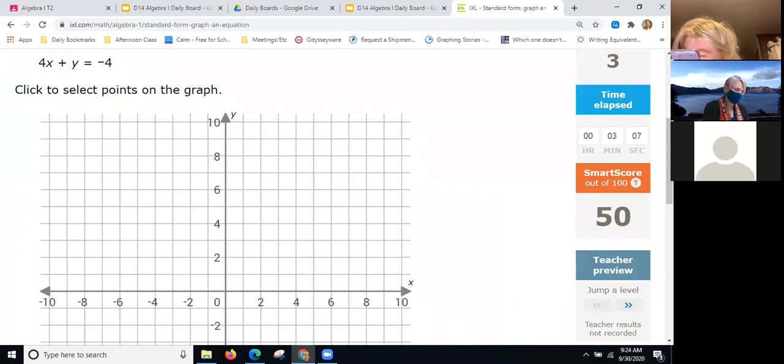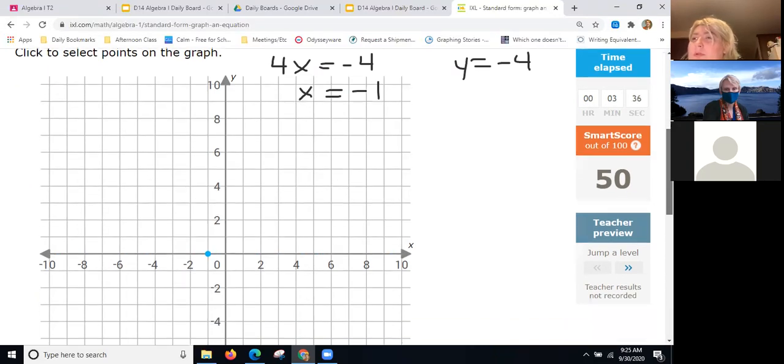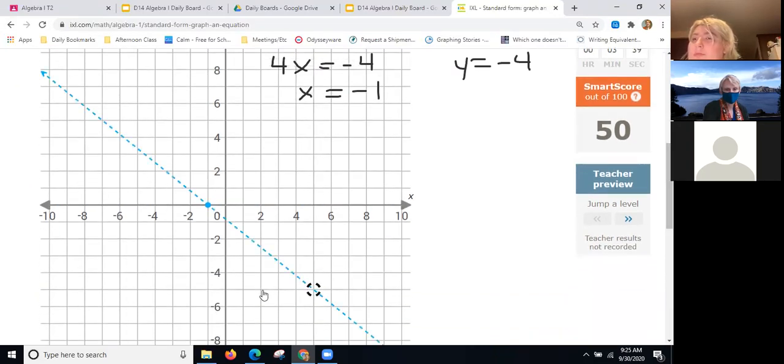So here, if I want the x-intercept, I'm going to do 4x is equal to -4. If I want the y-intercept, which I want both, I'm going to have y is equal to -4 because it doesn't have a number. The first one for the x, we're going to divide by 4. So I have x is equal to -1. So -1 goes on the x line. And then y is -4. So I'm going to have to get down here. Y is -4.